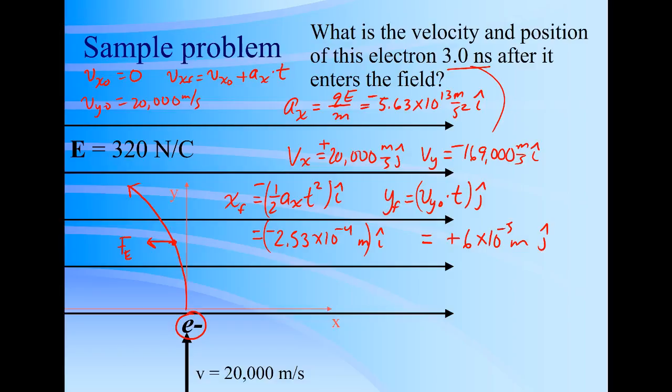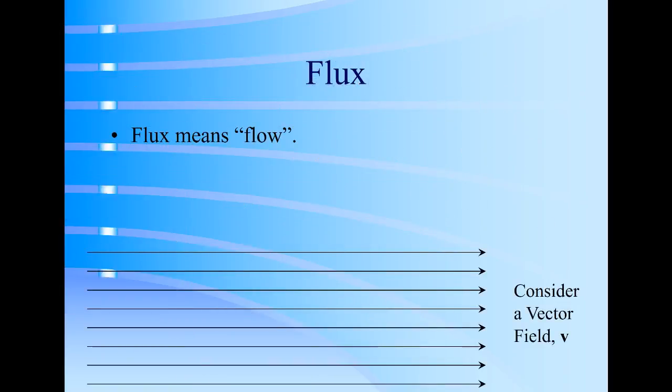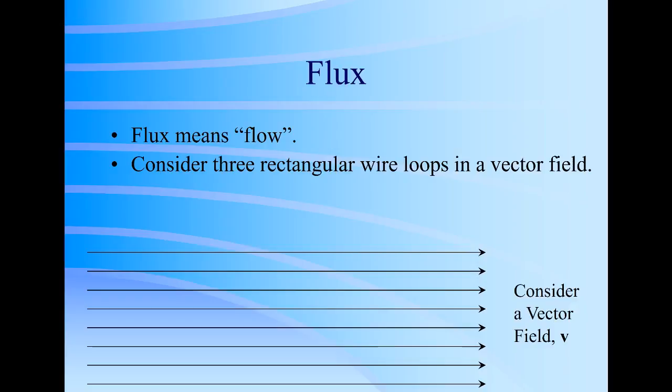But let's move on, because the topic of this video is flux. Flux just means flow. If you think about a random vector field V shown below, and you think about 3 wire loops that are in this vector field. Here's one which is sort of edge on, like a piece of paper that we're holding up. Here's one which is sort of facing us, and here's one which is kind of at an angle.